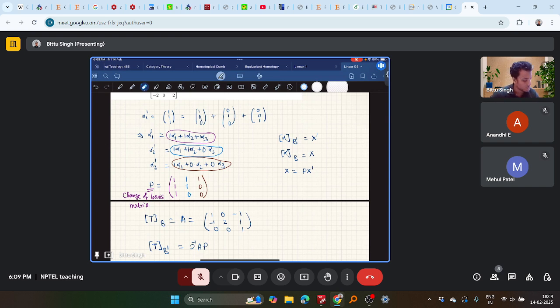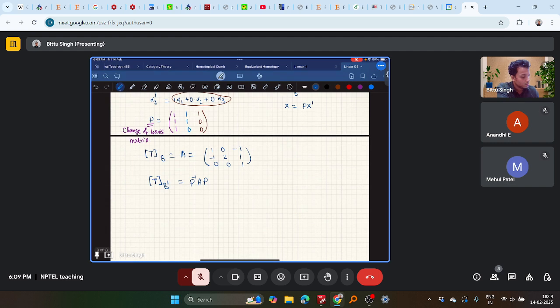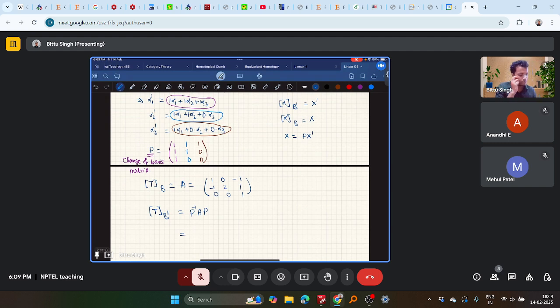Okay, so this is the matrix representation with respect to the new basis B dash, and it is obtained from this change of basis matrix. Okay, so we have P, but we need to find what is P inverse. How do we find P inverse? We successfully apply row reduction on P I, this thing, right?